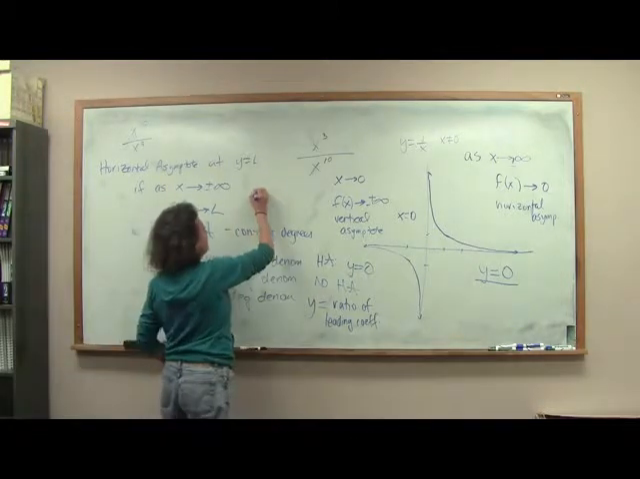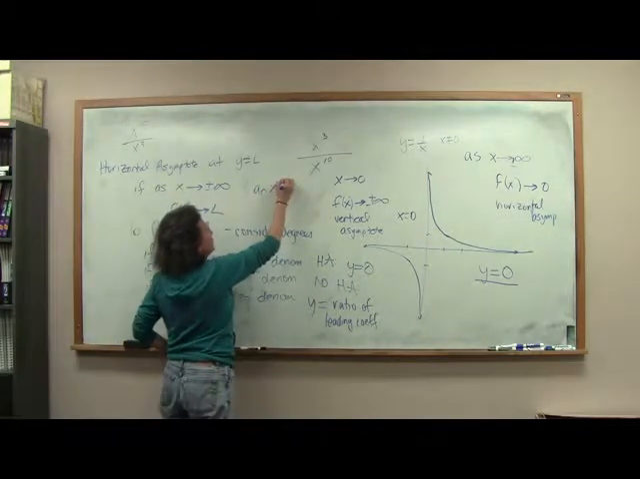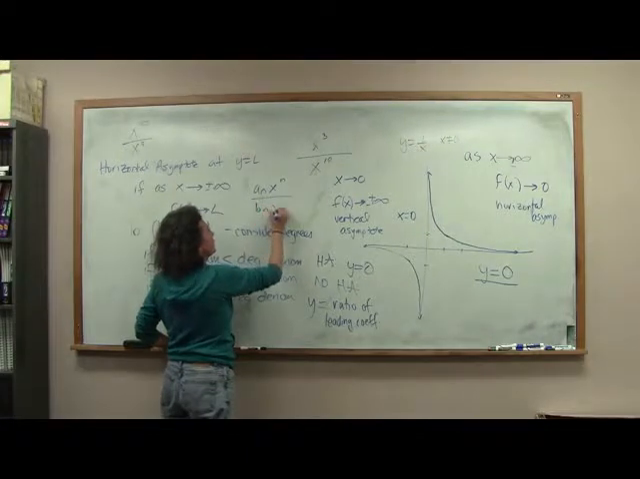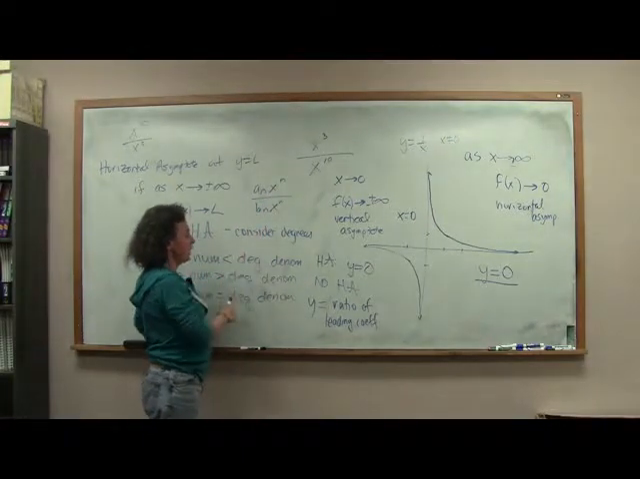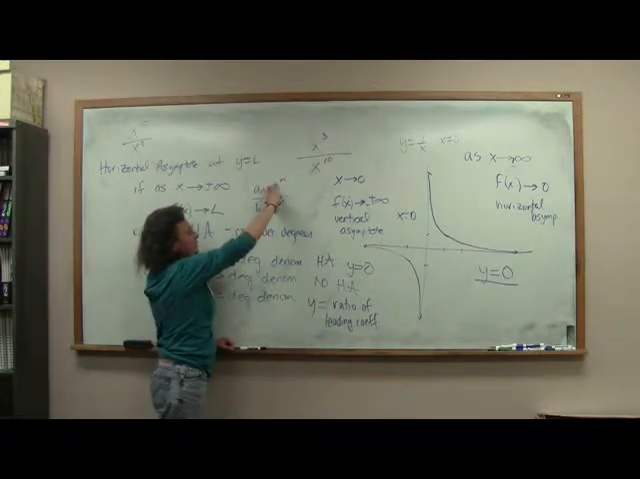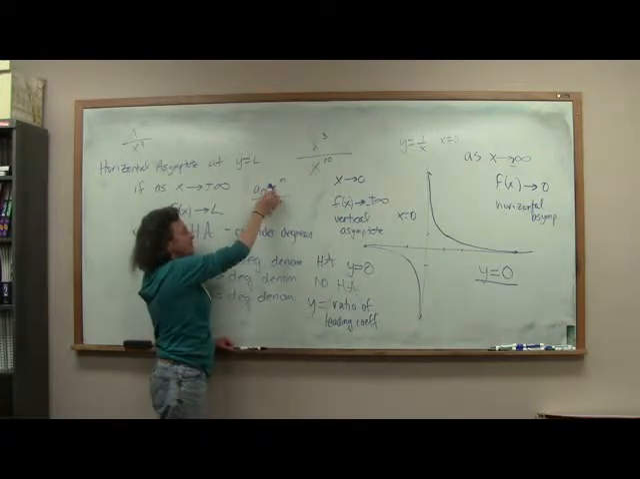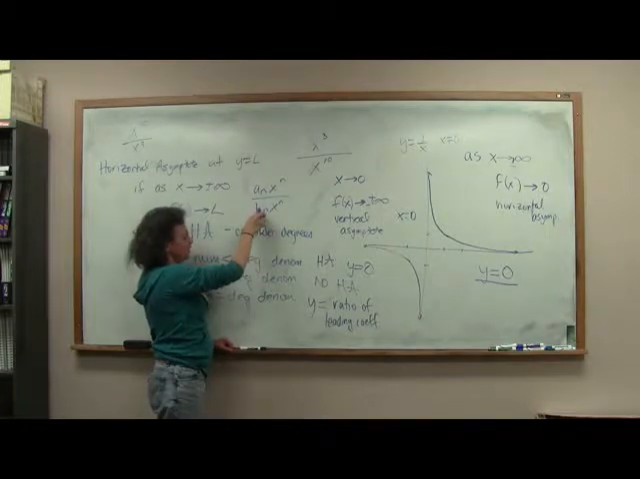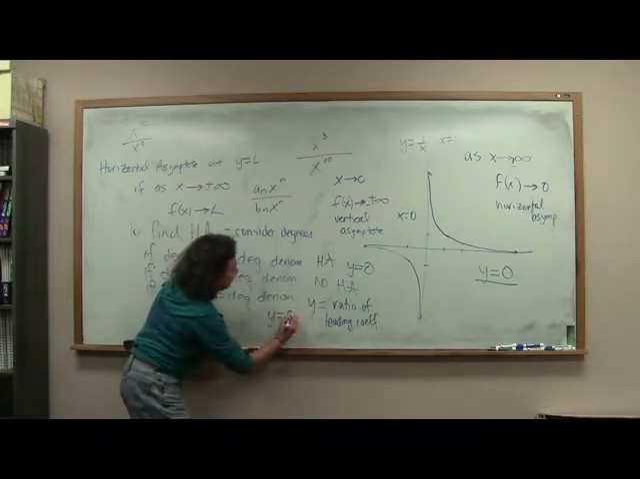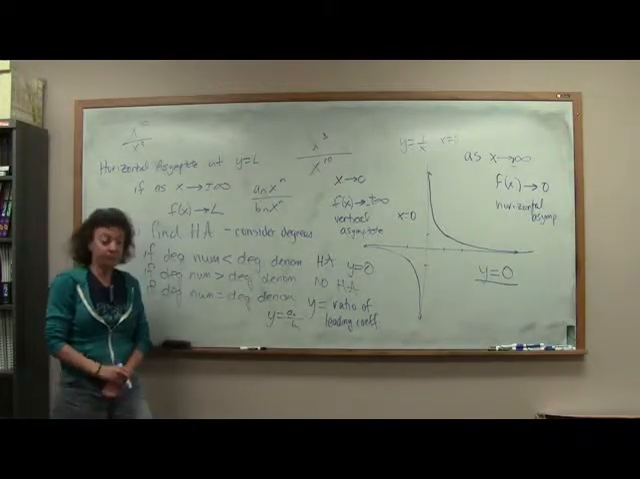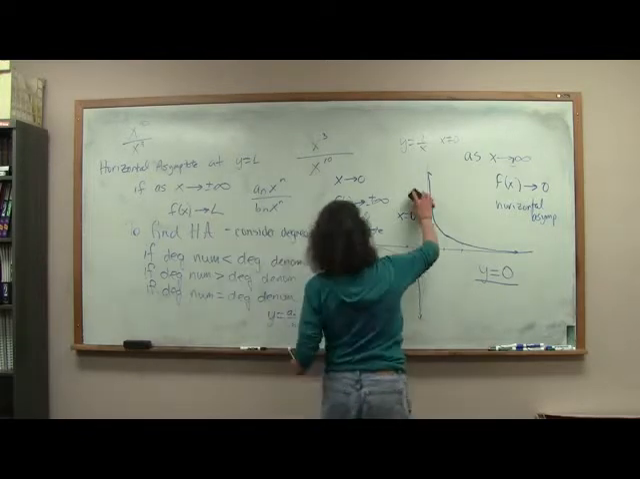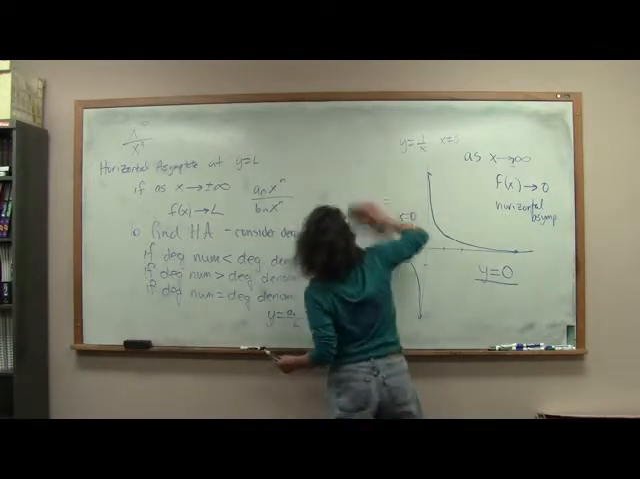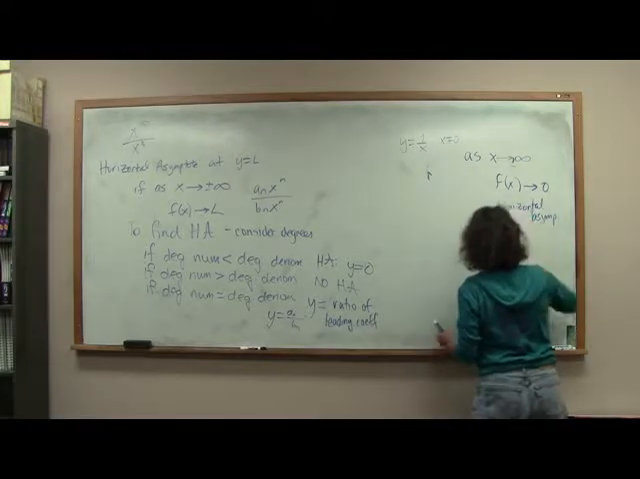So pretend we have this: the degree of our numerator is equal to the degree of our denominator. So essentially these kind of cancel each other out, and it's just the ratio. It would be a to the n over b to the n. Let me show you some examples here. Let's practice finding some horizontal asymptotes.